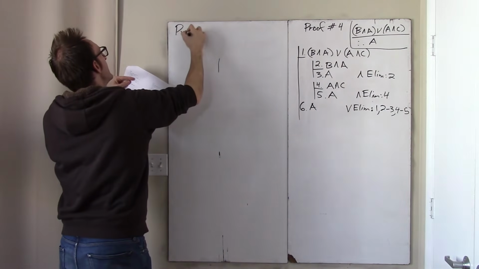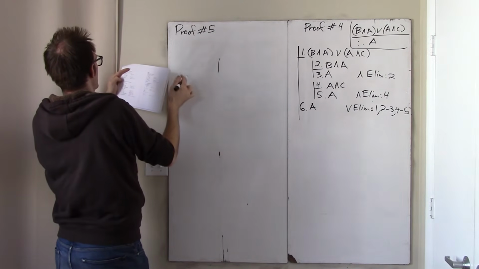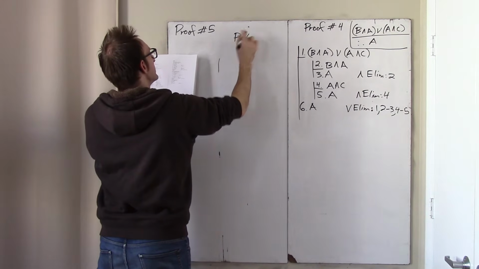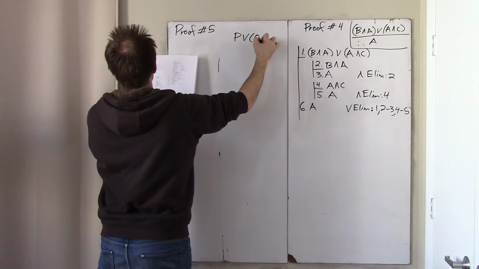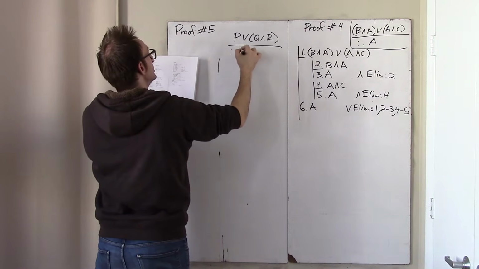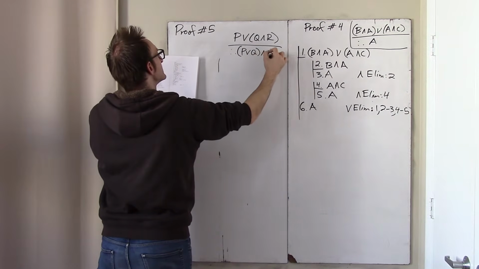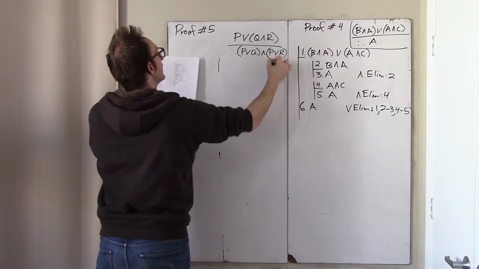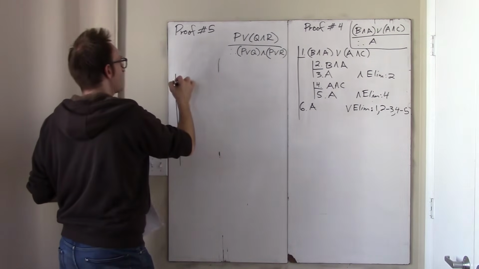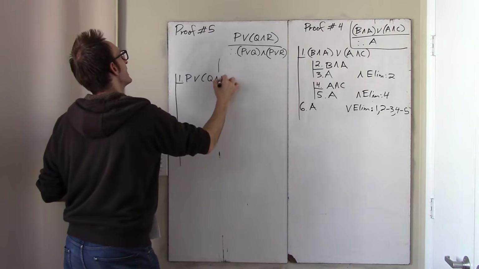Proof number 5. Here we have the premise P or (Q and R), and from this we would like to conclude (P or Q) and (P or R). Let's begin. My first line is P or (Q and R).